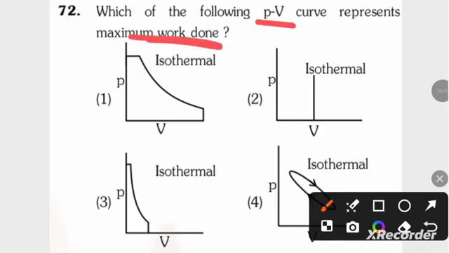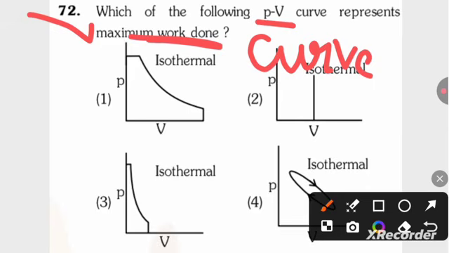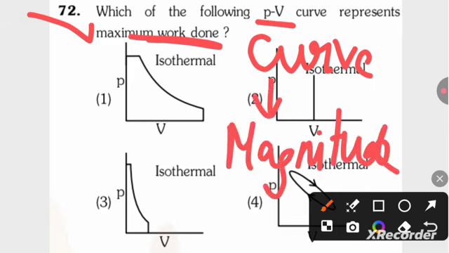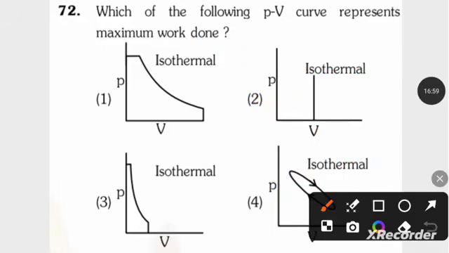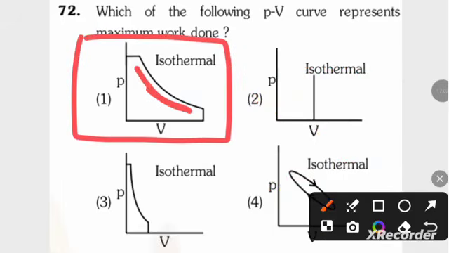So if you want to find out maximum work done, what you need to find out is under the curve. Whatever the area is there, that represents the magnitude of the work. Magnitude of the work can be observed under the curve. So among the 4 graphs, in graph 1, we can find more magnitude of the work under the curve.